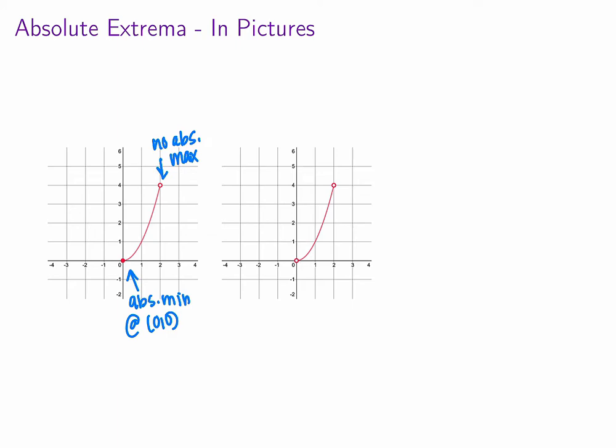And then this last one has no absolute max or min. For those same reasons we were just looking at, those points are open, so we don't quite attain that maximum value of 4 where we're heading towards. We don't actually get there, nor do we attain that minimum value of 0. We're just getting really close to it.